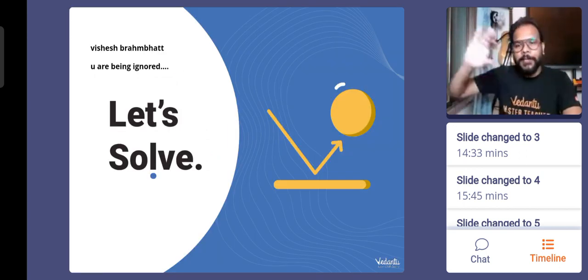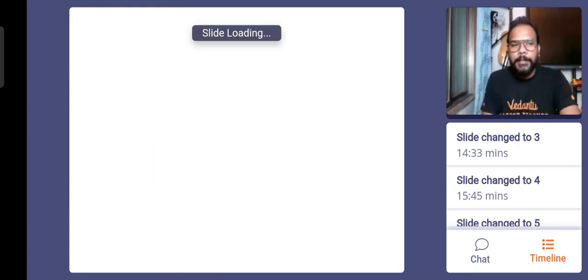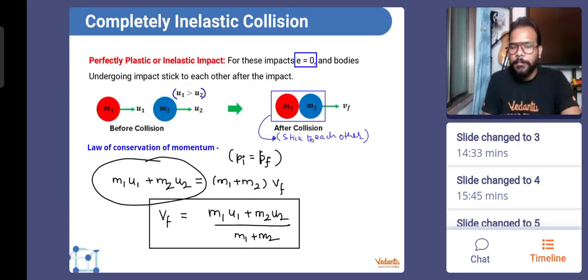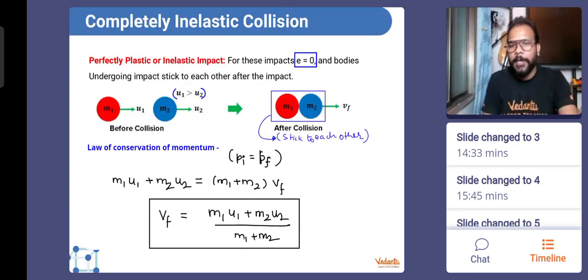Guys, general knowledge questions, please keep it for the end of the session. Again, repeating. Sanket, right in front of you, two objects before collision, after collision both stuck together, so their final velocity is m1 u1 plus m2 u2 upon m1 plus m2.